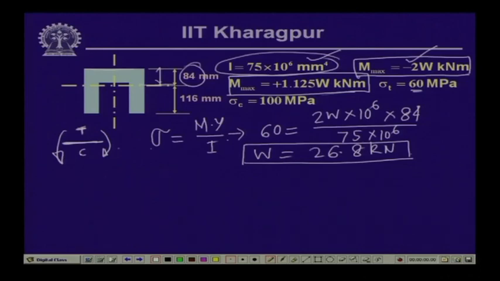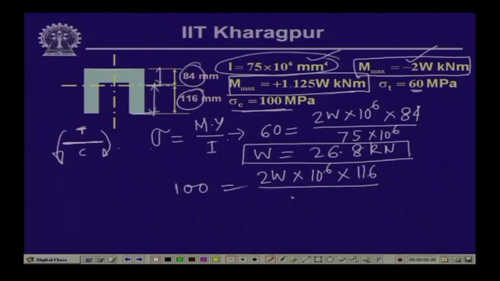Now, what is the value of the compressive stress correspondingly? Now, allowable compressive stress is 100 MPa. So, 100 corresponding to this moment is equal to twice W into 10 to the power 6 into 116, which is the bottom extreme fiber distance from the neutral axis. So, this is 116 divided by I, which is 75 into 10 to the power 6. Now, from this if you compute the value of W, the W comes as equal to 32.33 kilonewton.